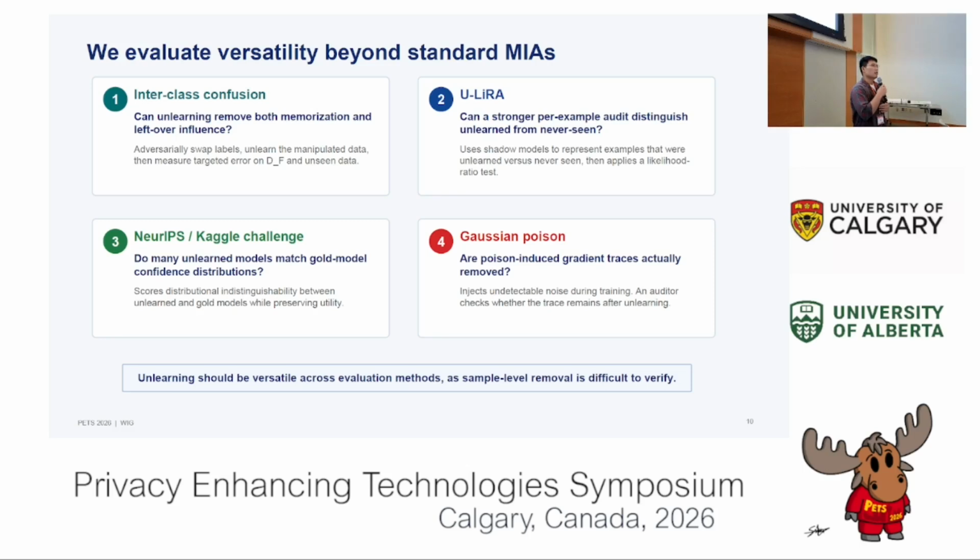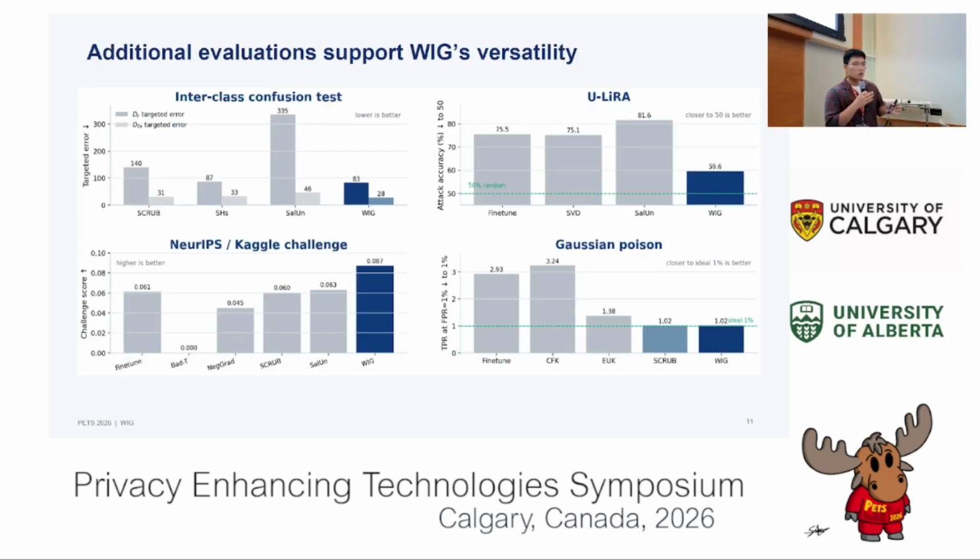As with many approximate unlearning algorithms, we cannot really verify sample-level removal. So it's important to show versatility across multiple unlearning evaluation algorithms. We evaluated our algorithm on four different unlearning evaluation algorithms. We show the top performance for the interclass confusion test, ULIRA, and the machine unlearning challenge that was held on Kaggle, and it shows the top-2 performance for the Gaussian Poisson.